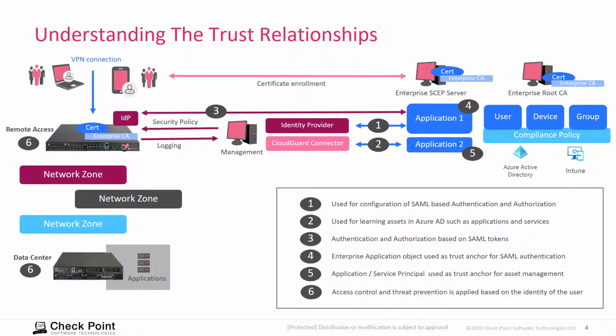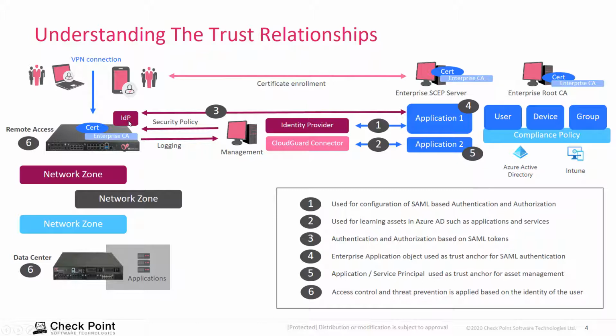We want to look at the trust relationship of a scenario complex like this. So we do have VPN connections to the security gateway, and the gateway, of course, needs to have a certificate that is issued by an enterprise CA in order to avoid certificate warnings when a client connects to it.